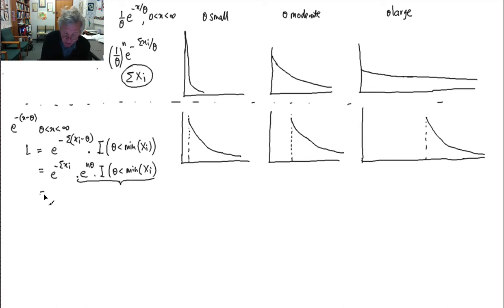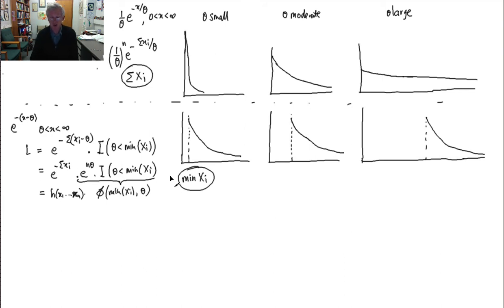And what we do is we group this way. This function is a function of the sufficient statistic and theta, and this function here is our h. It's a function of the data alone, and it doesn't involve theta. And so this factorization shows that the sufficient statistic for this distribution is simply the minimum. We don't have to look at any of the other values.